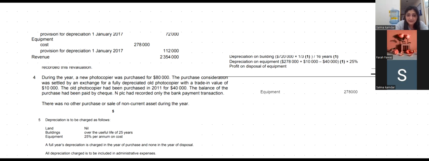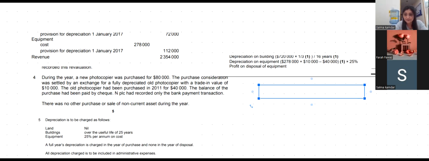And during the year, you have purchased a photocopier for 80,000. So you have purchased a new equipment for how much? 80,000. How did you discharge the purchase consideration for this equipment? By part exchange. You have discharged the purchase consideration of this equipment by part exchange.